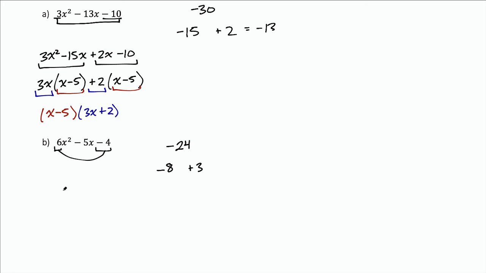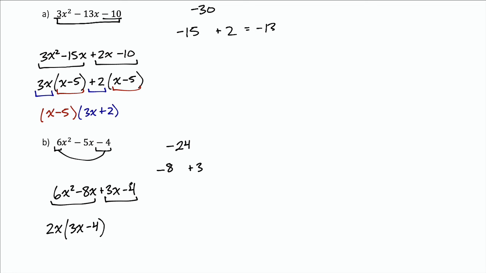And we take that negative 5x and we write it using those two numbers. So we write it as minus 8x and plus 3x. Okay, now we factor by grouping. So there's our two groups. From this first group, we can factor a 2x out, and we're left with a 3x minus 4.